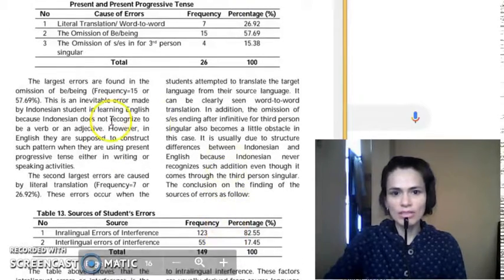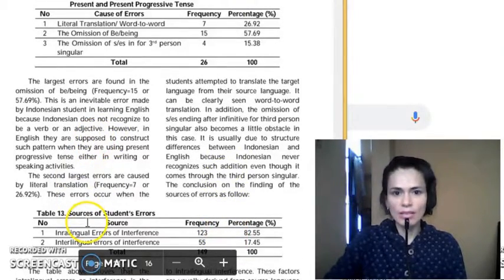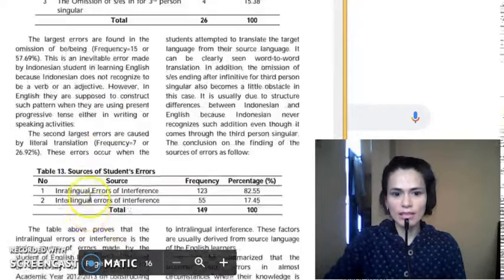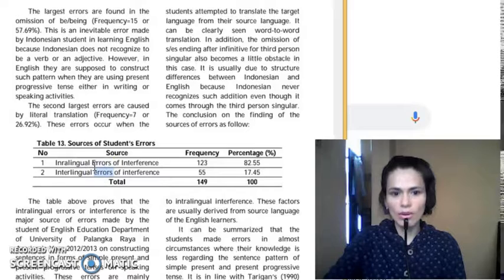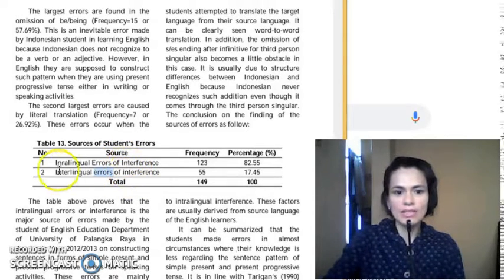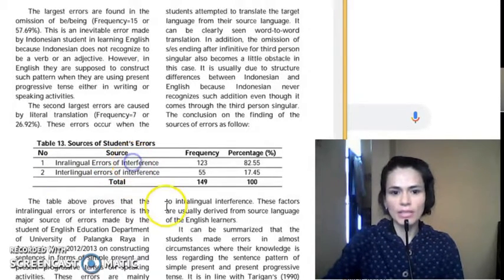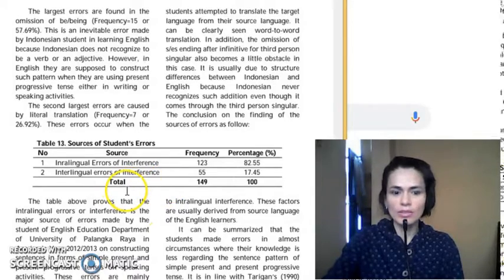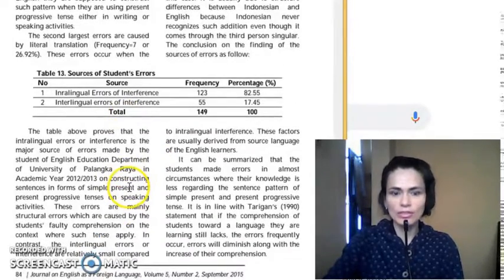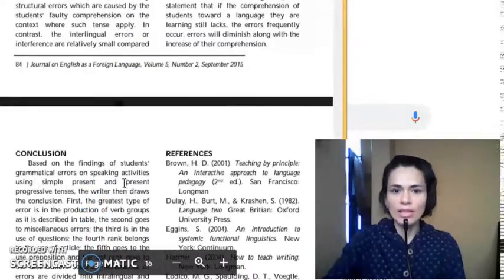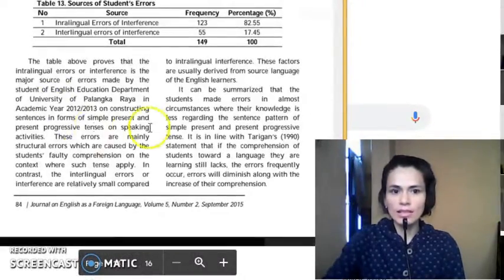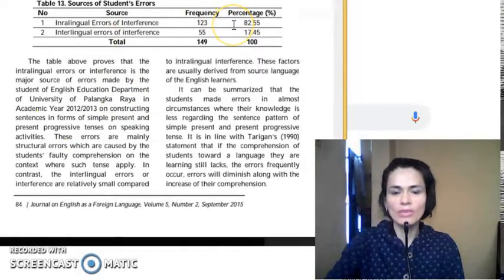Secondly, sources of errors are divided into intralingual and interlingual. Intralingual errors, or interferences, dominate the number of errors. Third, the causes of the mistakes made by the students are derived from the sources themselves, intralingual and interlingual, where each source consists of some causes.